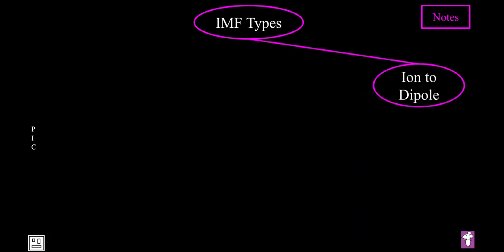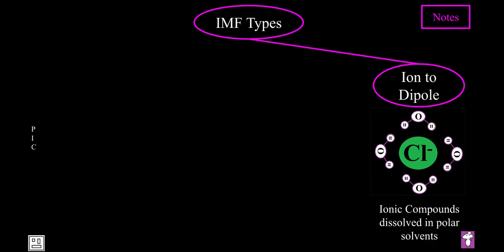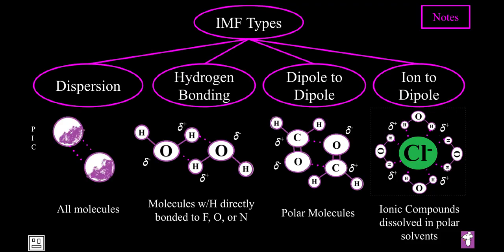The fourth one is ion to dipole. This is when you dissolve something in water or a polar solvent, and the solvent surrounds the cation or the anion, and there's a bond that forms as a result. And here they are all together.